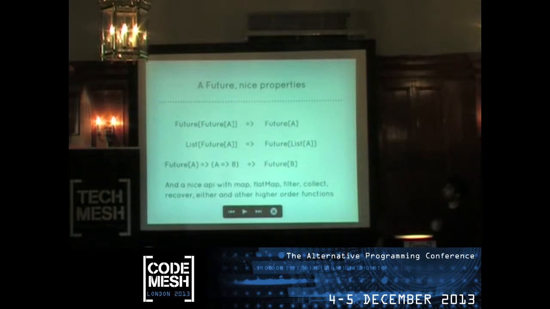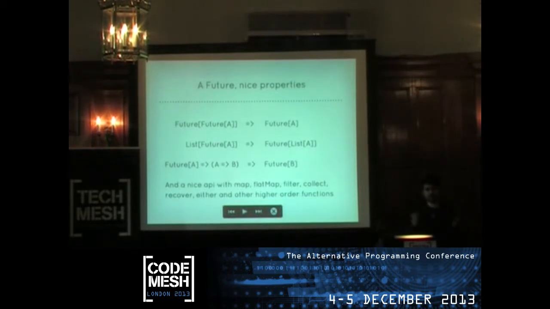So one interesting thing with futures is that a future of a future of A is a future of A. And that's kind of obvious, right? If I get a future that will give me a future which will give me a value of type A, I could say it's a future that gives me a value of type A, right? Obvious, no problem. But that's a very nice property to have actually, and we'll see why in a minute.